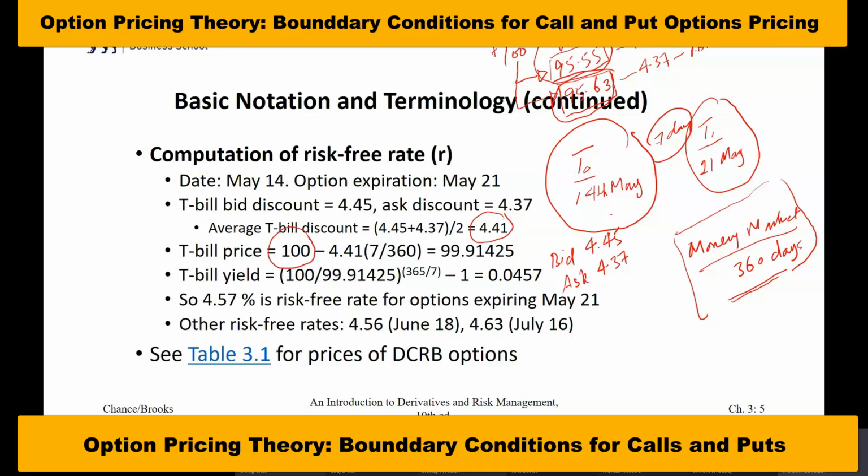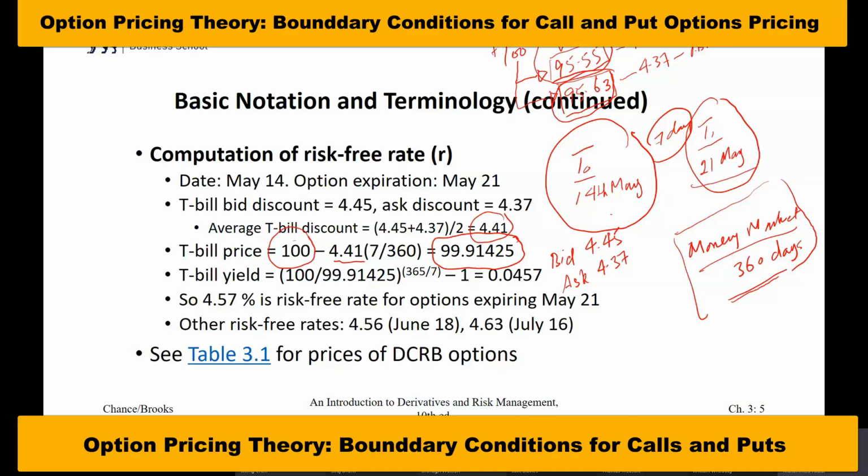Remember, T-bills are discounted securities, that is, they are zero coupon bonds. So you purchase them at a discount from par value, and then at maturity you get the par value. So if the average T-bill discount rate is 4.41 and there are 7 days till expiration, you will purchase this bond at a price of 99.91425. If you purchase it today on 14th of May for 99.91425, and then 7 days later on 21st May, you redeem the bond, you get 100.